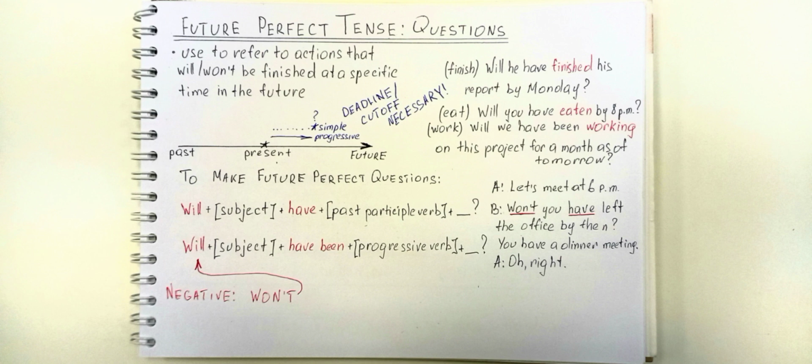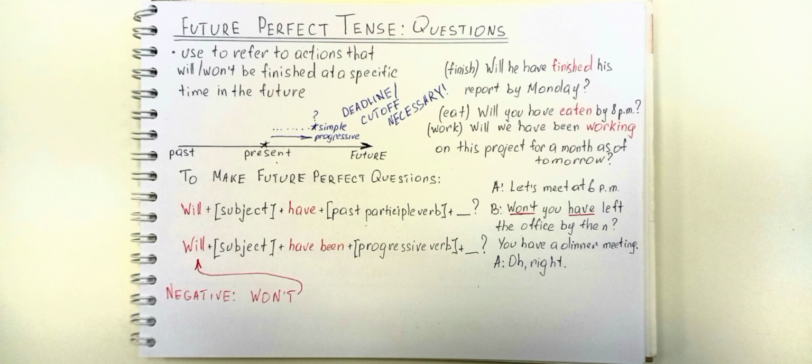As of tomorrow. As of tomorrow means tomorrow is kind of our landmark point. So at this specific point in time tomorrow, will we have been continuously working on this project for a 1 month period? So in other words, we began working on the project 1 month ago, 1 month in the past. We have been working continuously and we are still working on the project.